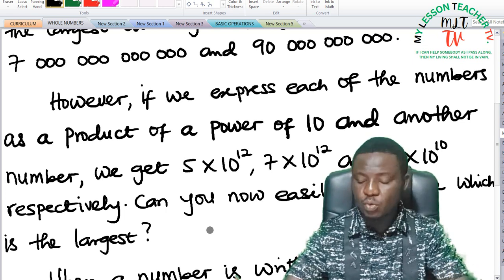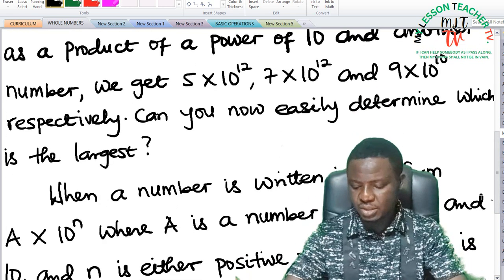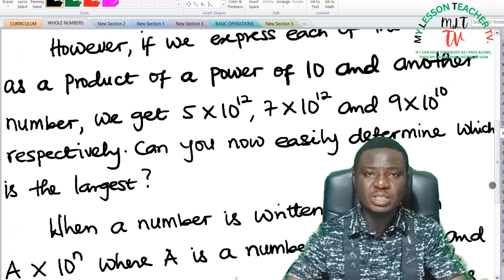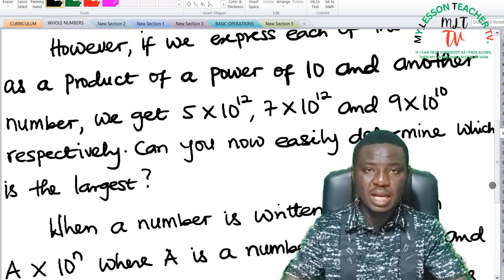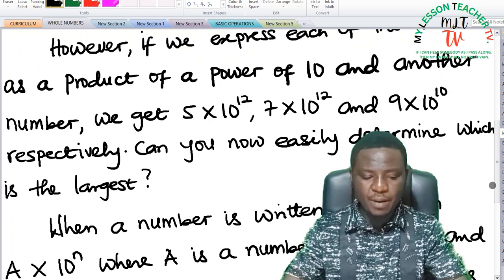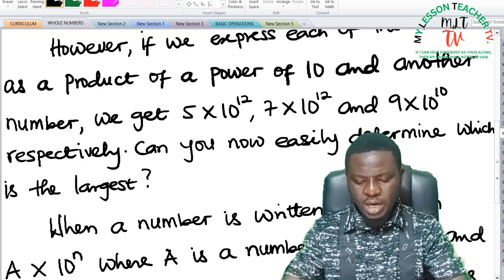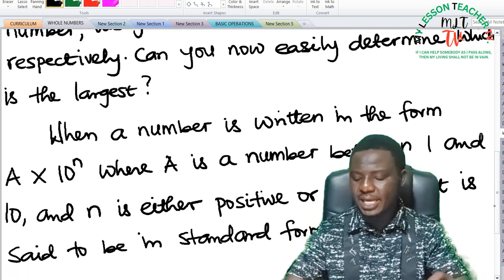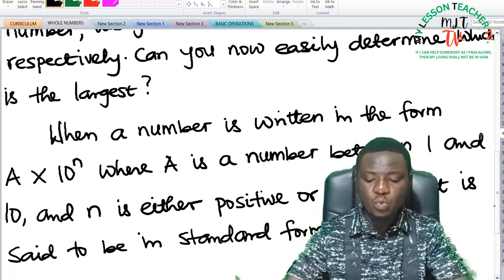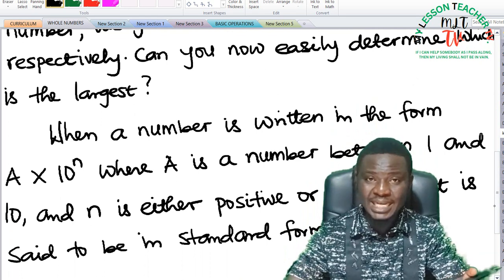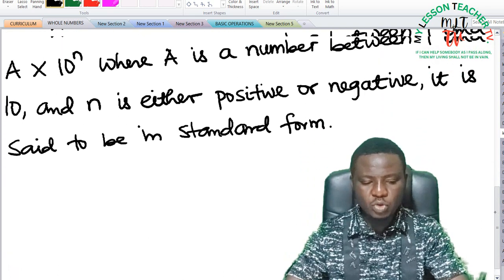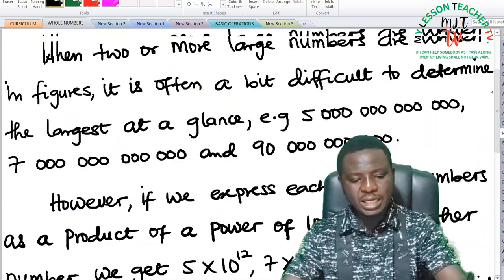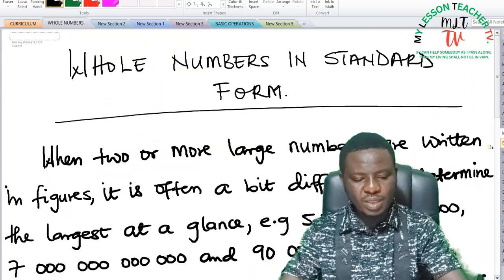Can you now easily determine which is the largest? Yes, you can, because they have been expressed in standard form, and easily you can look at them and tell which is larger based on their powers of 10. When a number is written in the form a times 10 raised to the power of n, where a is a number between 1 and 10, and n is either positive or negative, it is said to be in standard form. So standard form is very important in mathematics.